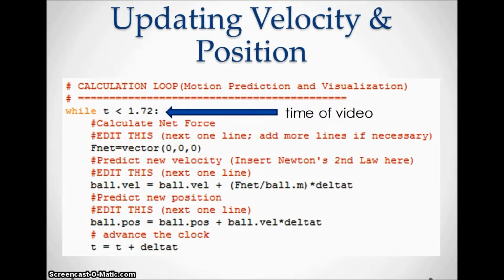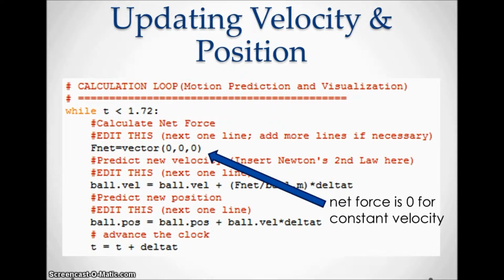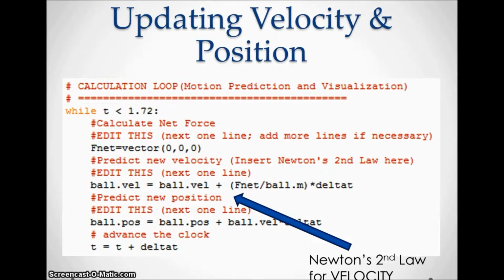The while loop is updated to only work while the time is less than 1.72 seconds, which is how long my video is. We set the variable fnet to 0, the vector, because we are dealing with the motion in constant velocity, which means there is no net force acting on the object. We update the variables ball.vel and ball.pos to reflect Newton's second law.